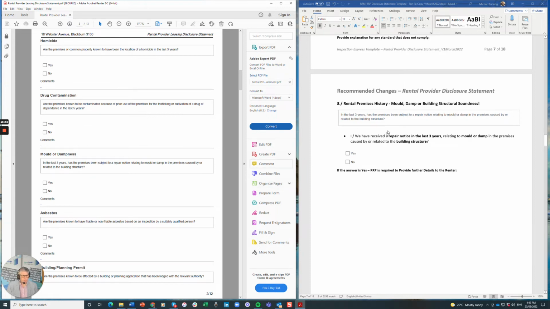Okay, so number 8, and as I said, I've tried to use the same framework that the RRP are using. So this is what I've put in. So frameworks of flow. Rent premises history, mold, damp, or building structural soundness. And again, here we go. We have received. So this is really now we're starting to get it so that it is actually a proper disclosure rather than just a yes, no.